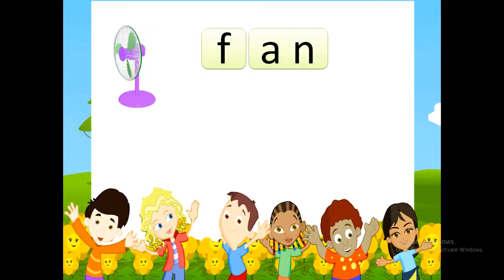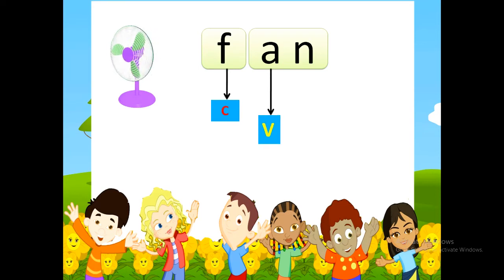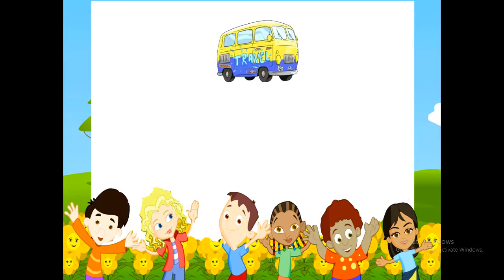F A N, fan. In this word, F is a consonant, A is a vowel and N is a consonant. So this is a CVC word. How do we read this? An, fan. Let's read more CVC words of an family.